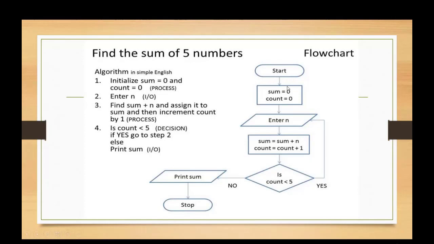Start, both summation and the count equal 0, enter n. You see the shape here for input and output. Summation equals summation plus n, count increased by 1. If count is less than 5, yes, go to the next number. If no, print the summation and stop. It is easy.